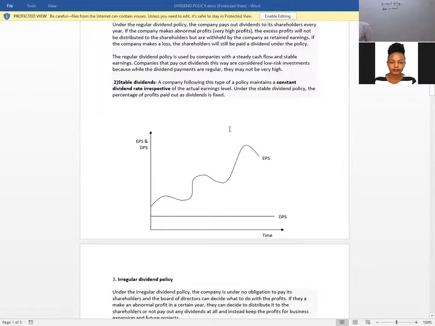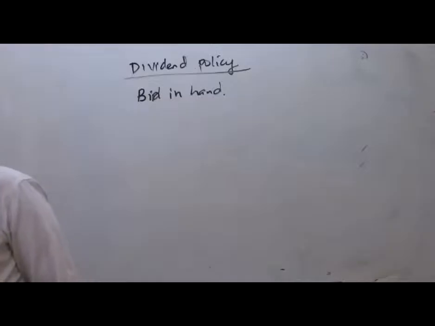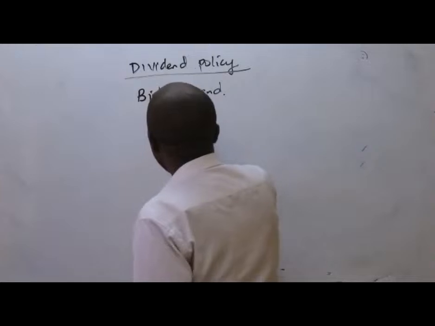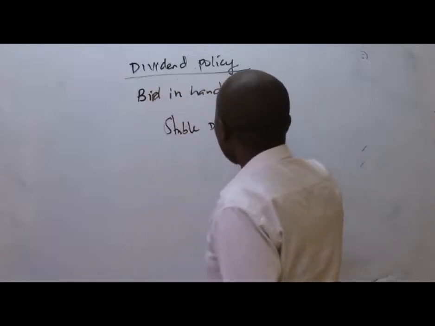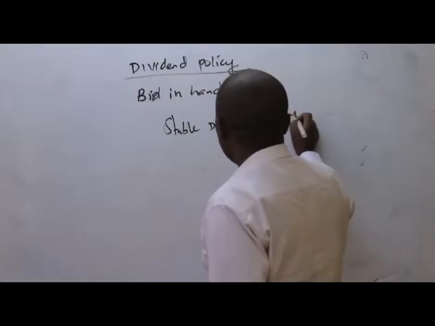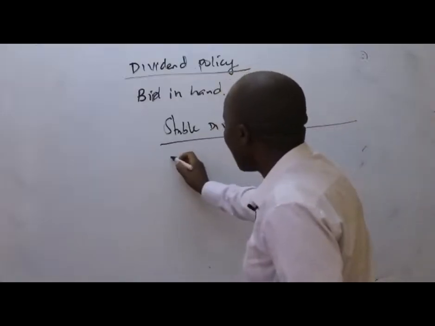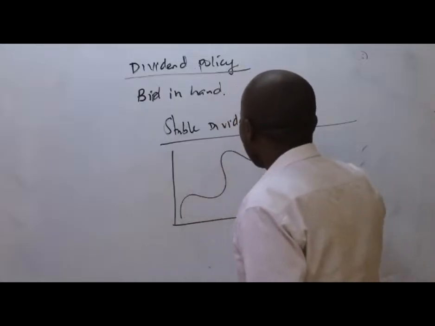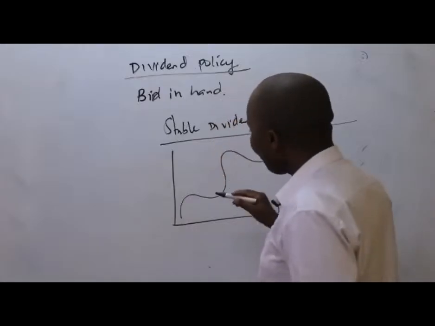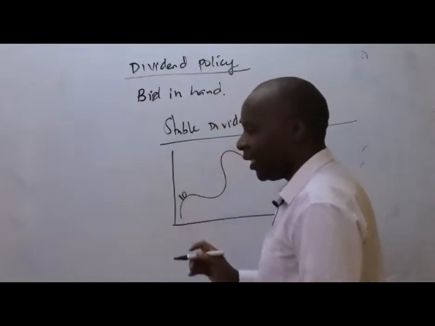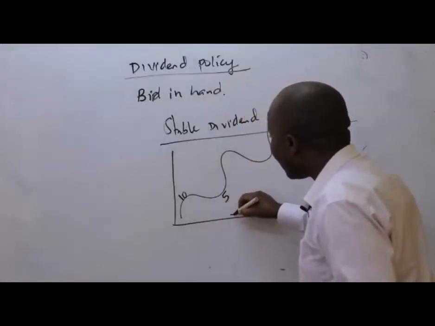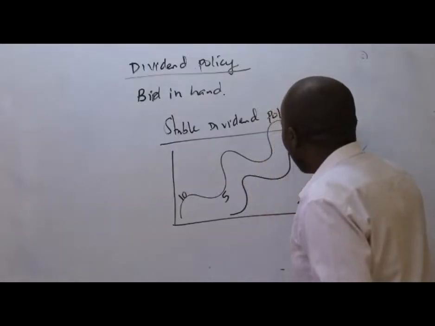Actually, this is not the proper graph for this. Allow me to explain this a little bit. Ladies and gentlemen, for the stable dividends policy, we will always have this kind of situation where our profits after tax fluctuate like that. For example, in this case the profit after tax here is 10 million, and here it is 5 million, then automatically our stable dividends will always move like that.